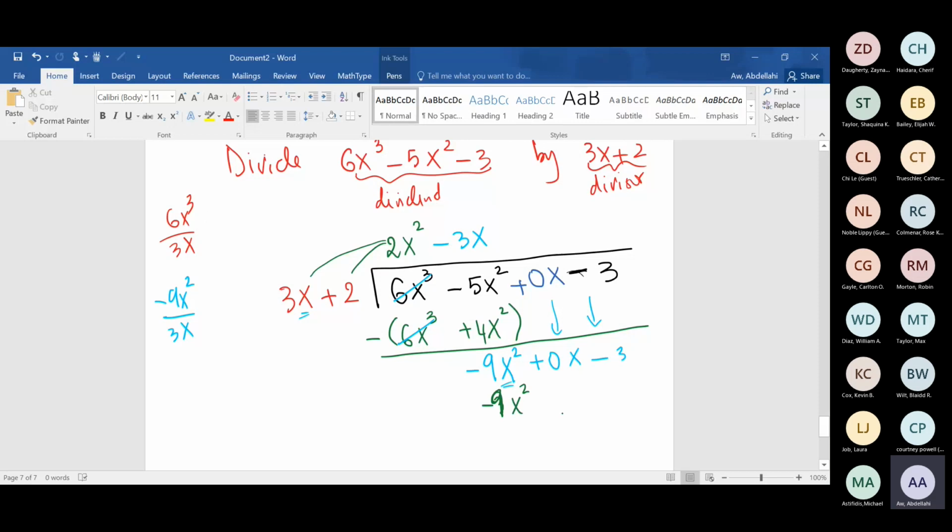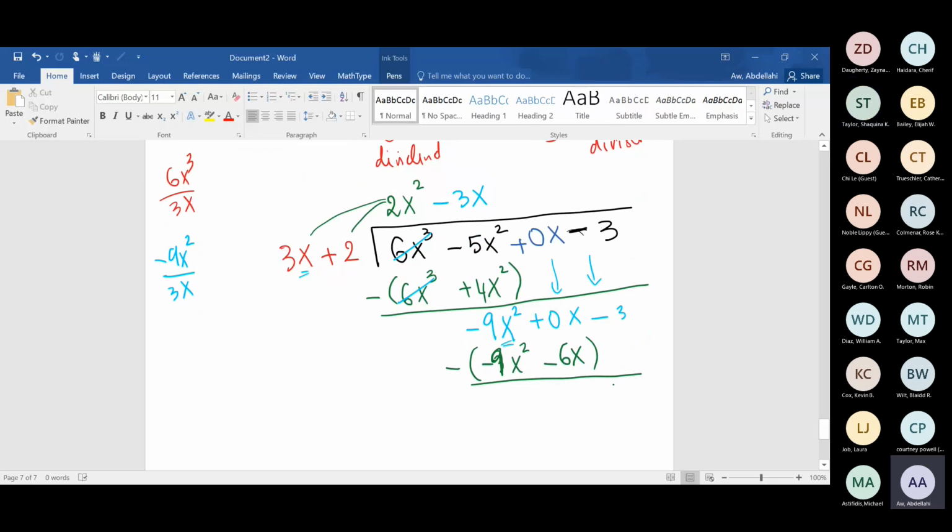And negative 3x times 2 is negative 6x. And then it's a minus. I'm going to do this, right? Do you see now what is the purpose of adding 0x? Do you see now?